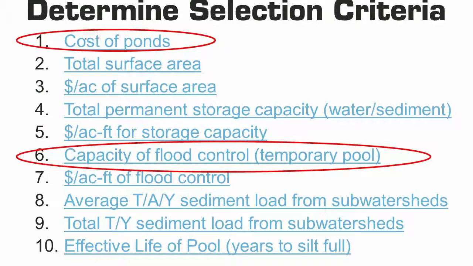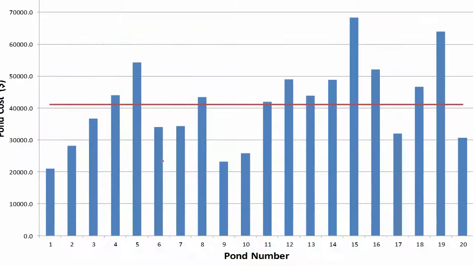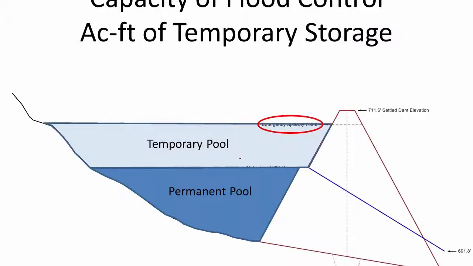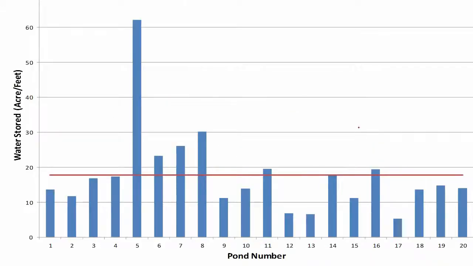So things that were important to us is the cost of the pond and the capacity of flood control. So what's the temporary pool? So first we took a look at the cost of each pond and we graphed that out showing how much each pond costs. And then we looked at the temporary pool. So you have your permanent pool where the pipe goes through the dam, but what we care about is everything from that permanent pool up to the emergency spillway, which is the temporary pool, and how many acre-feet of water can we store. So again, we graphed that out showing how many acre-feet of temporary water there is in the pool.